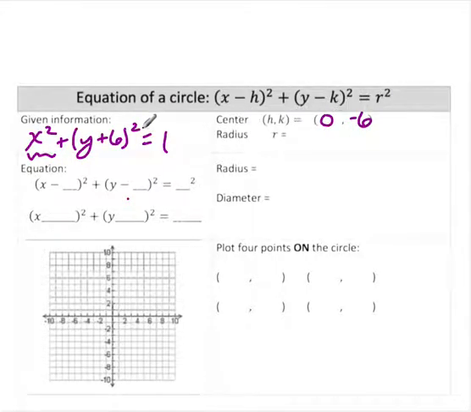And then once again, this is the radius times itself. So what number times itself is 1? Well, the only thing that does that is 1. So the radius is 1, the diameter is 2, because it's always radius times 2. We already have the equation, so we're not going to fill that out.